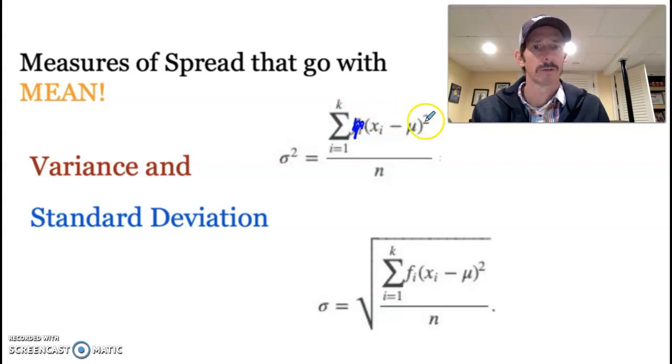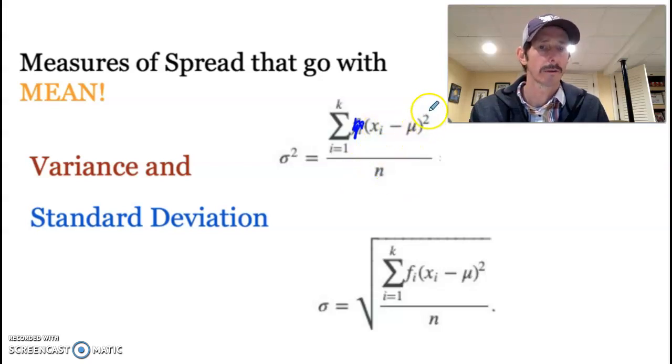And so really what you're doing is you're finding the difference between every piece of observed data and the mean. You're squaring that difference and then you're adding all of those up. That's all that means, add them all up. And then you're kind of averaging that value by dividing by n. N is the number of terms in your data set.